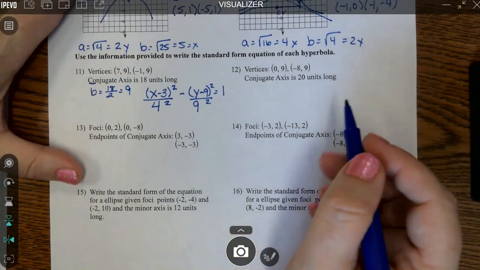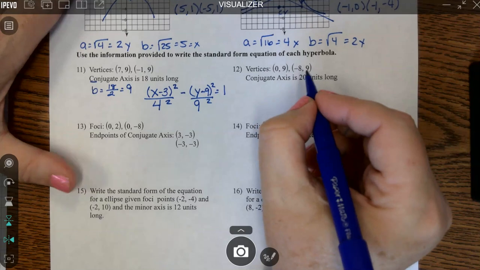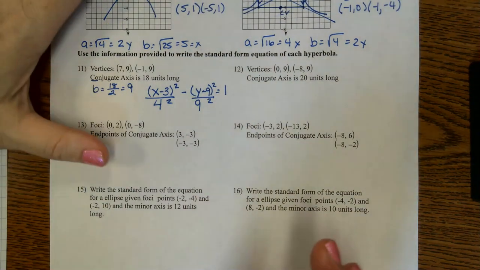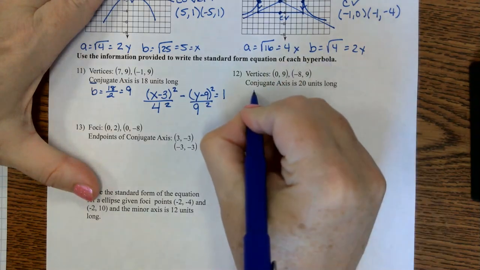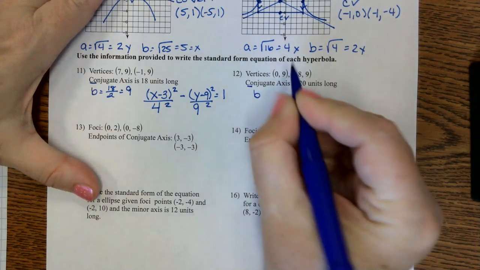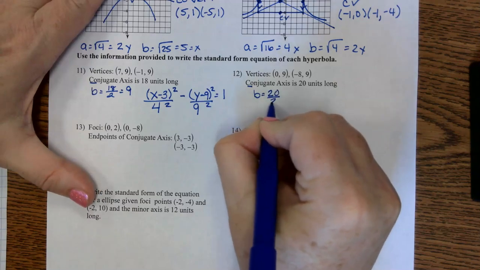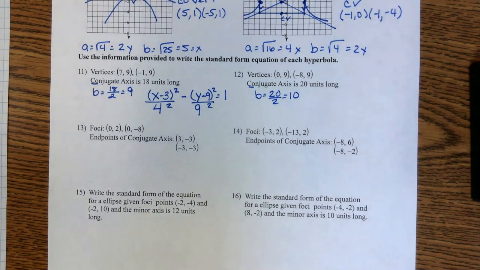So we have another one here. Y'all can see my paper. So we're going to do b again, because it's conjugate. So it's 20 divided by 2. We already know b is 10.